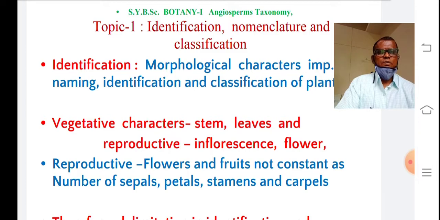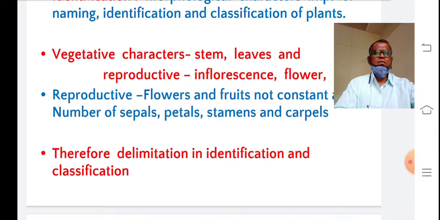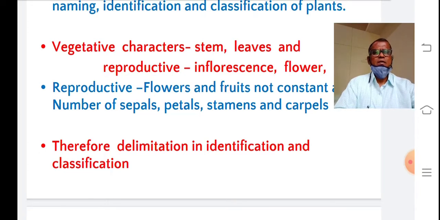Then these reproductive characters, the flowers and the fruits, are not constant, such as the numbers of sepals and petals, or the stamens and carpels, right? We know the number of sepals is generally 5, the number of petals is 5, and stamens may be from 1 to many: 1, 4, 5, 10, or many. So generally we have to consider the morphological characters, and therefore there are certain delimitations in identification and classification.